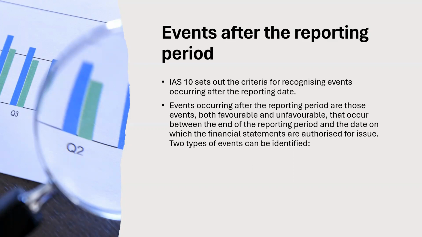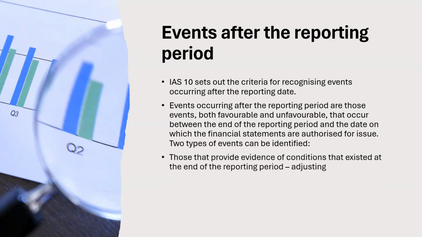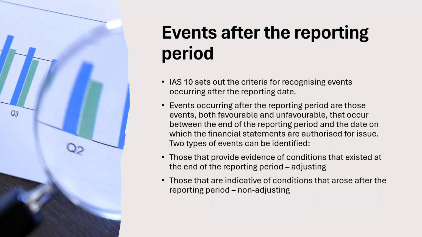So two types of events can be identified. Number one, those events that provide evidence of conditions that existed at the end of the reporting period. That is to say, these events are adjusting events because there's evidence of the conditions that existed at the end of the reporting period. Those, my friends, are adjusting events. Number two, there may also be events that are indicative of conditions that arose after the reporting period. My friends, that one is a non-adjusting event unless otherwise stated.